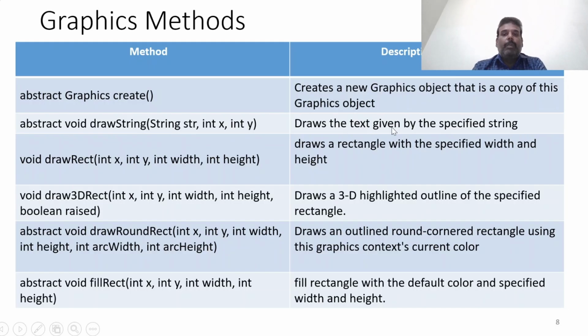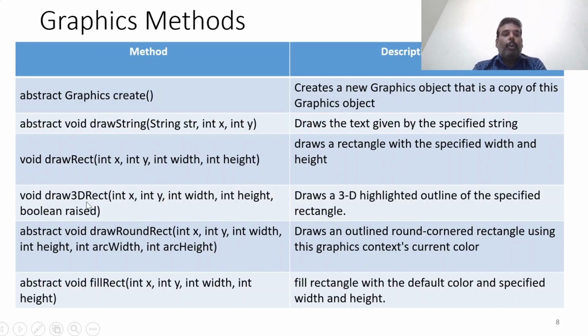drawString draws the text given by the specified string. And if you want to draw a rectangle, this method has to be used. You give the coordinate points: x value, y value, width and height. If you give these, this method will draw the rectangle.